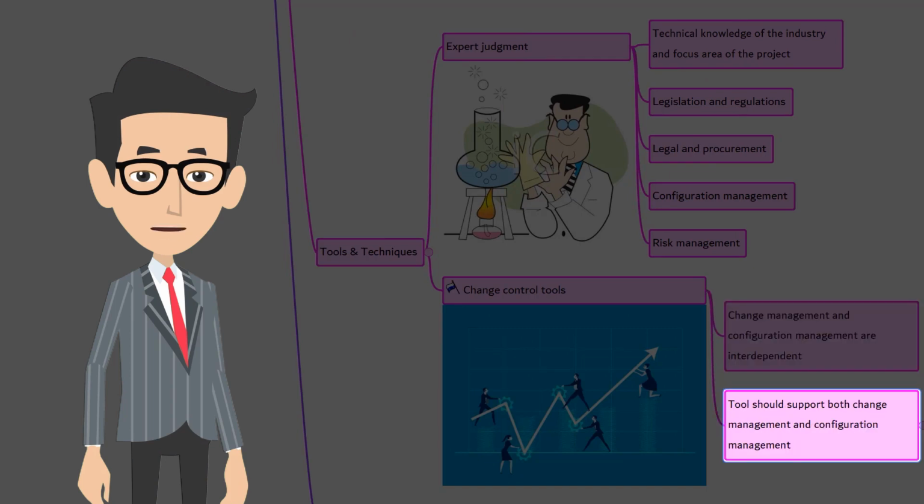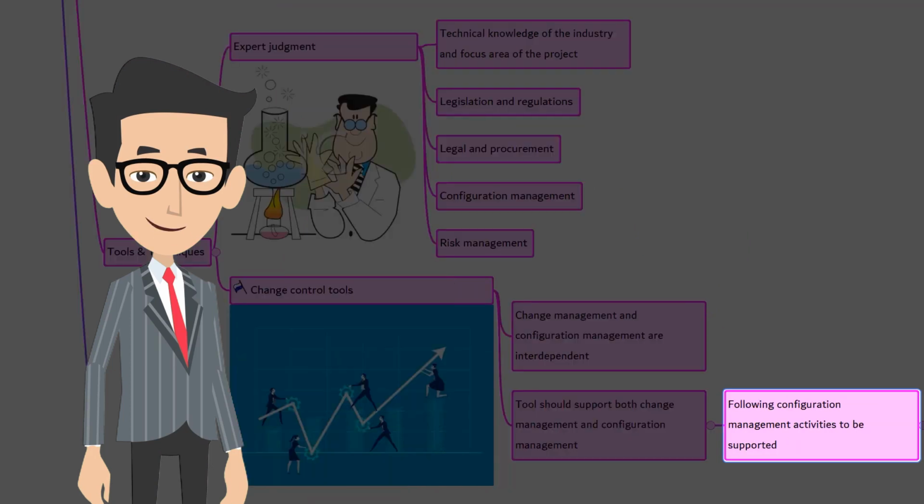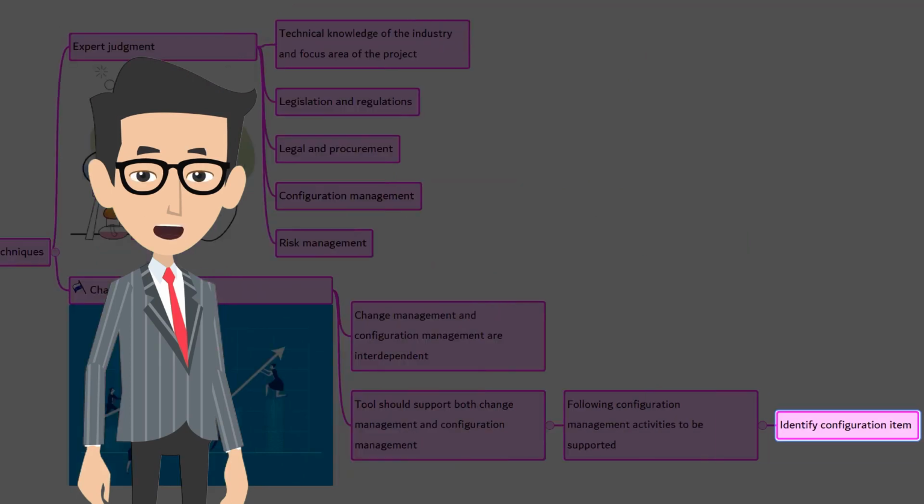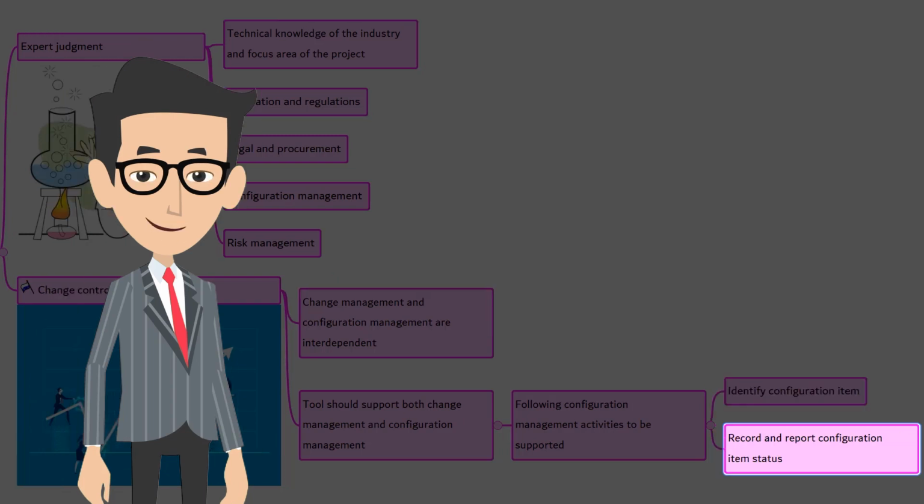The tool should support both change management and configuration management. When it comes to configuration management, the tool should support certain configuration management activities such as identifying configuration items. The tool should provide the basis for which the product configuration can be defined and verified. Product and documents are labeled, changes are managed, and accountability is maintained.